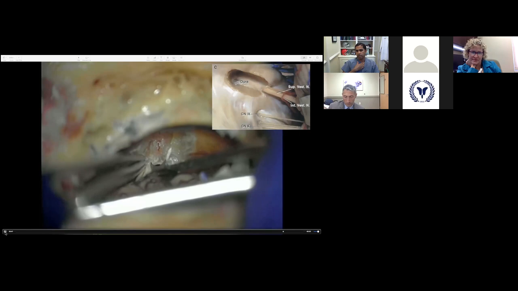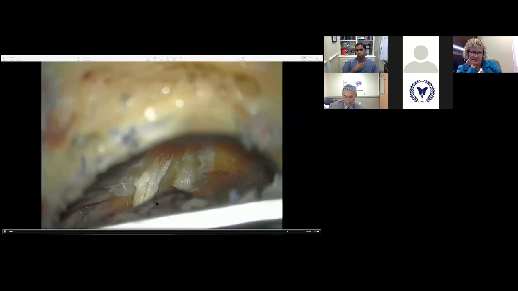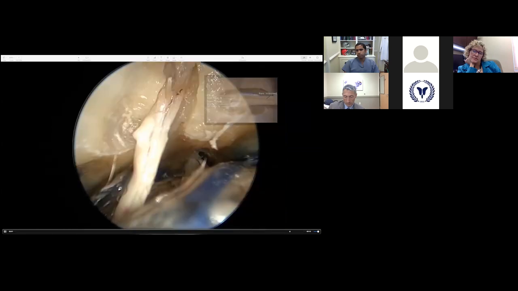But we can see, opening the dura of the internal auditory canal, of course, then leads to visualization of the nerves themselves. We've drilled out, we've opened the dura, and I resected a little bit of the dura for clearer visualization. You can see we've drilled out the internal auditory canal until we get to the transverse crest here, which is going to delineate the superior vestibular nerve and the facial nerve from the cochlear nerve and the inferior vestibular nerve.